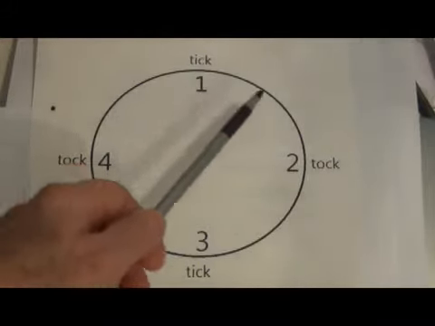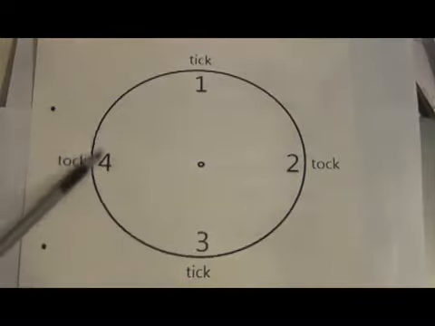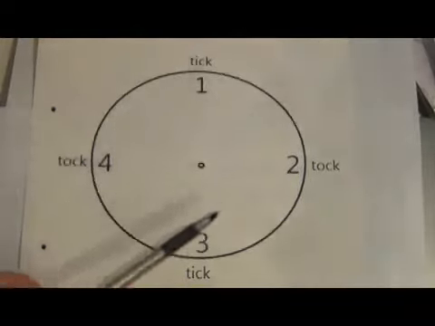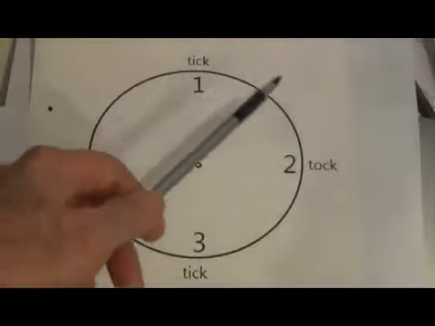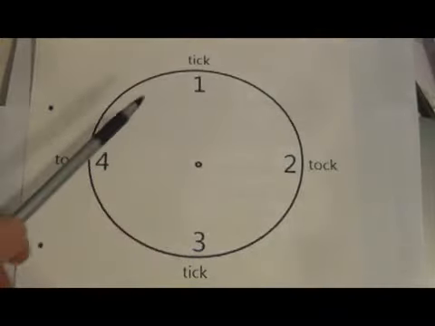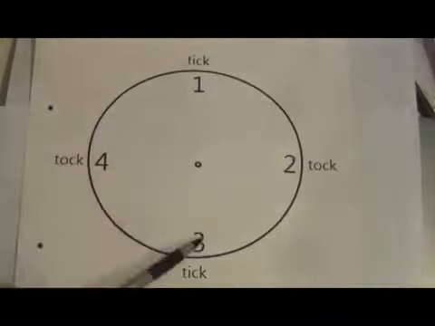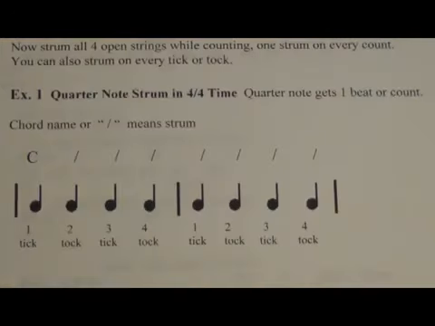1, 2, 3, 4. Tick, tock, tick, tock. So that was called a quarter note strum or pattern, because a quarter note gets one beat or count.